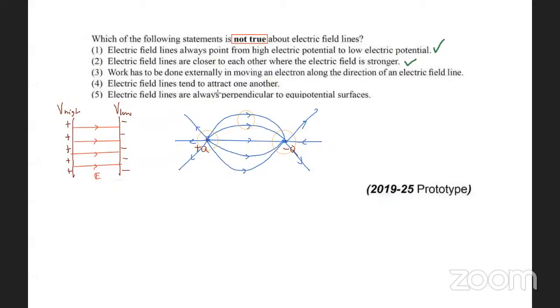Work has to be done externally in moving an electron along the direction of an electric field line. Right, we'll come back to that. Electric field lines tend to attract one another. That is incorrect. Will they tend to attract one another? No, because electric field lines do not intersect each other. If they don't want to intersect each other, will they approach each other? They won't. They will always try to be away from each other. So the fourth one is the incorrect one.